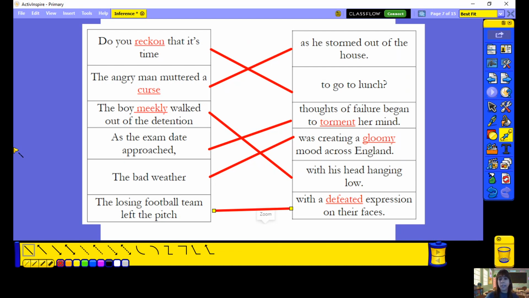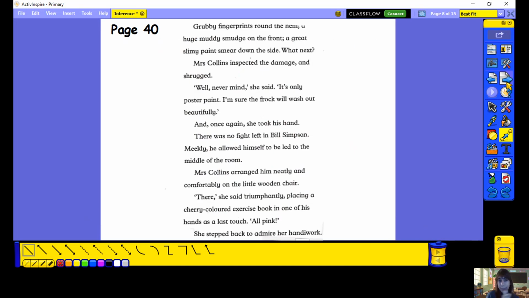But I am now going to start reading our text out. So if you have got it out in front of you, fantastic. If not, just listen along with me and try to follow if you can. So page 40 is where we are starting.